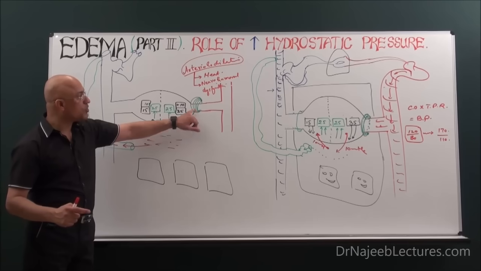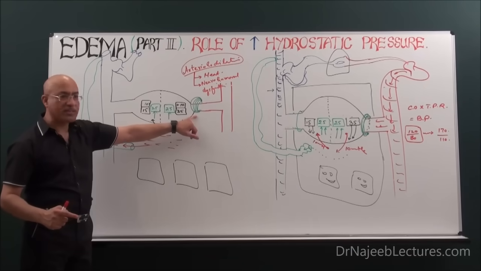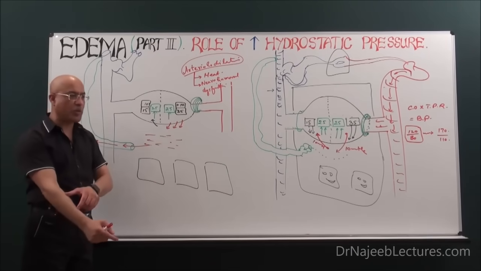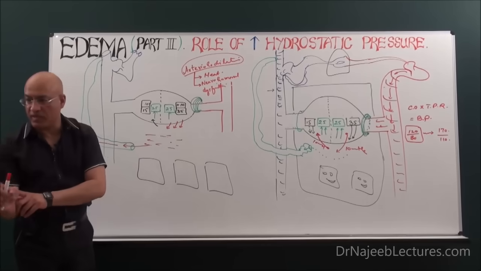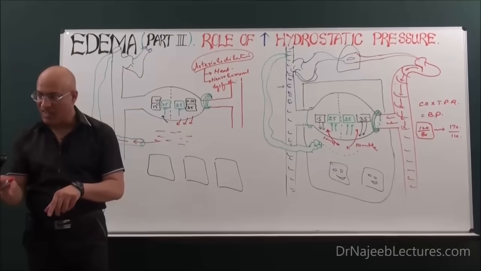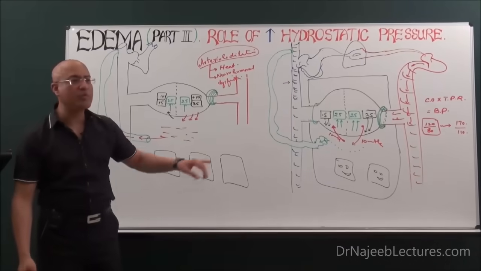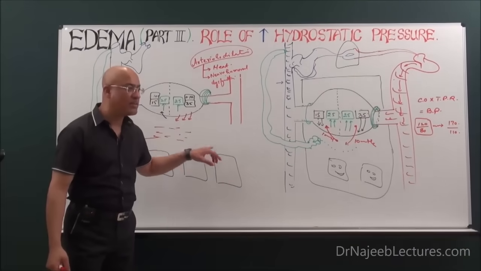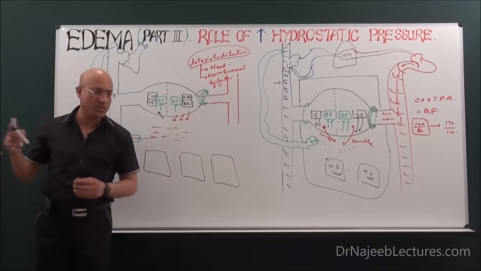So if those neurohumoral mechanisms which control these sphincters fail in some part of the body, those controllers fail, then regulators fail, that may produce localized edema, right? But these are less common situations.